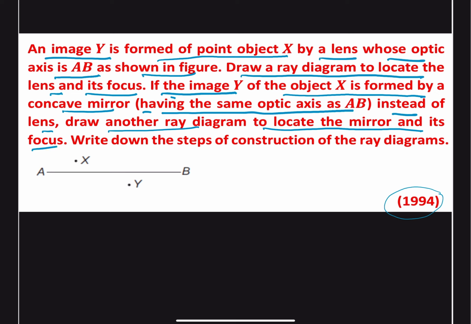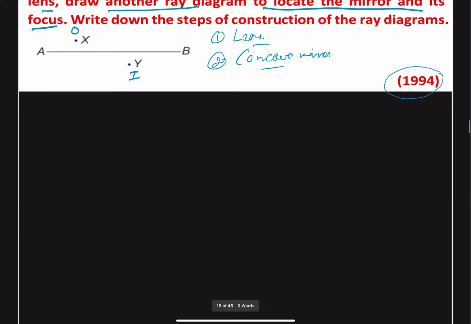So we have object X and we have the corresponding image Y. In the first case, image Y is formed by using the lens, and in the second case, image Y is formed by using a concave mirror. So we have to draw its ray diagram.